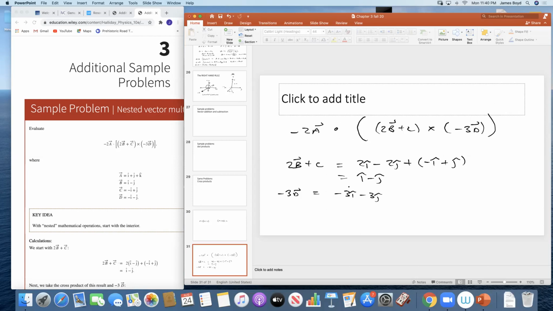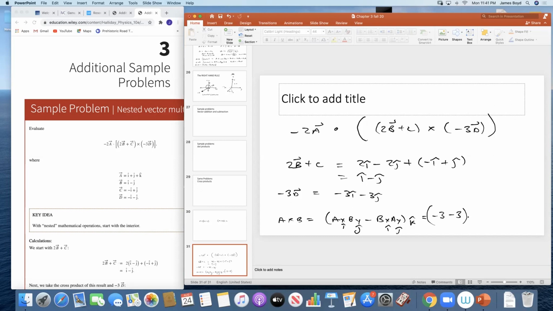And I want to cross these two. I'm going to cross this product with this product. And so my cross product, A cross B, remember, was AX BY minus BX AY in the k hat or z hat direction. Okay, these are i's and j's. So A cross B is this: 1 times minus 3, so I get minus 3, minus 1 times minus 3 with a minus sign, which is minus 3. So minus 3 minus 3.